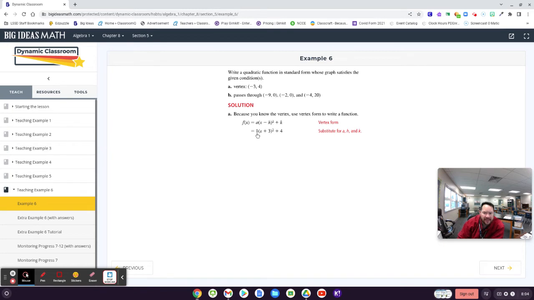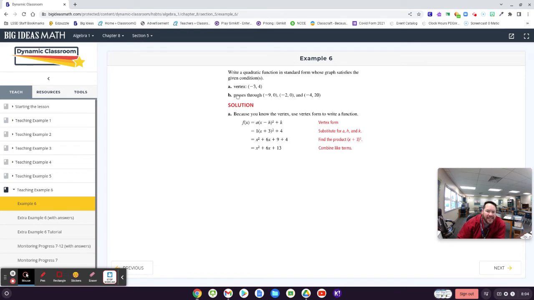They chose 1. You could use 2 or 3 or 4, whatever number you want for A. But the vertex we know is -3, 4. So you plug that in, and then you have to multiply this all out and simplify it, and you get that. Or again, if you made A a different number other than 1, you would have a different equation that still has a vertex of -3, 4.